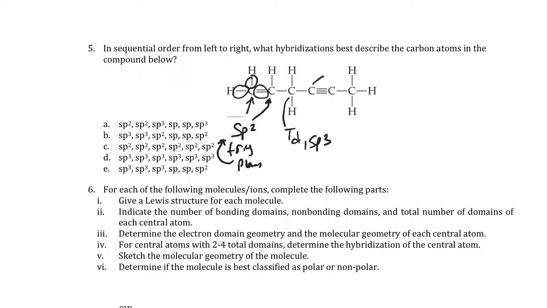Then I have 2 sps. These are sps because we have linear bonds. We have 2 domains about each of those carbon atoms, so those are each sp. And then our final is an sp3 because it's tetrahedral as well. So we should predict this bond angle is 109.5 degrees. Not 90, it looks 90, but it's really 109.5.